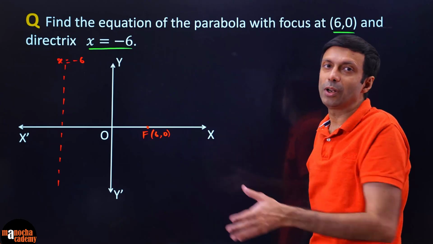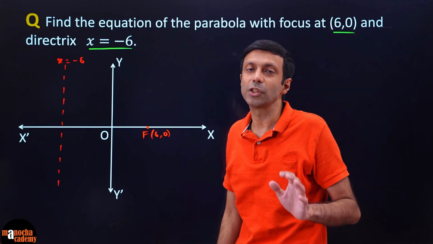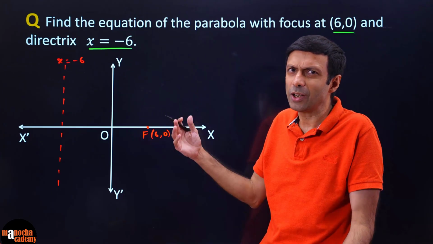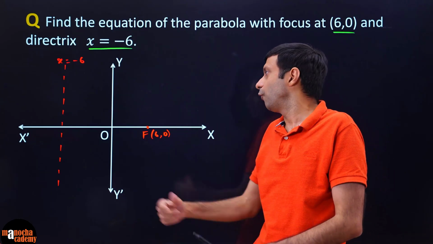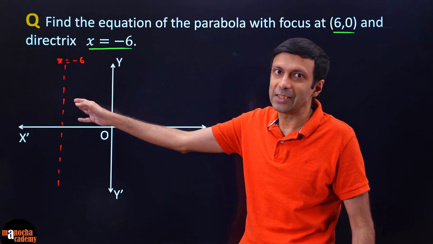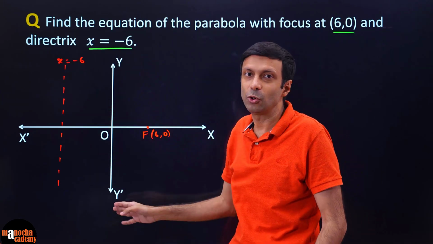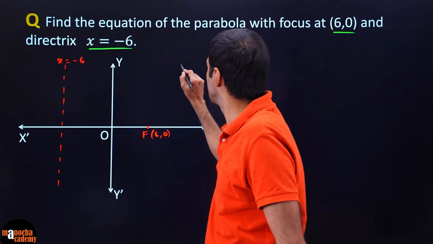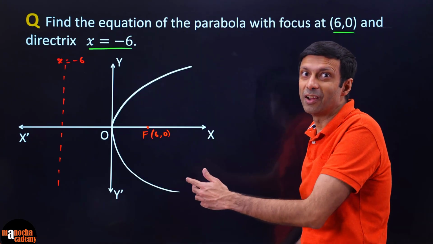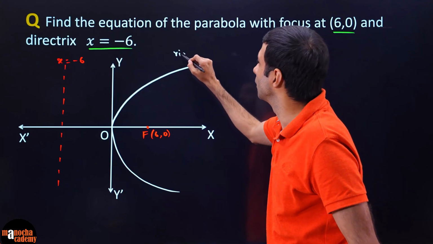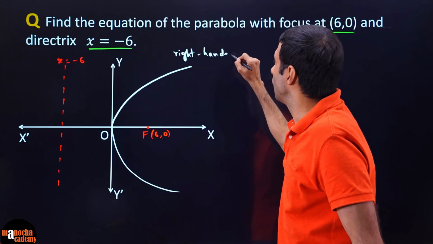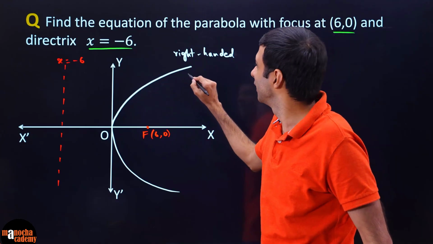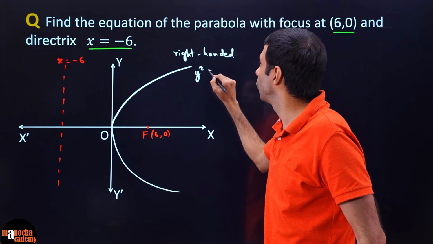So how will the parabola look? Because to decide the equation, first you need to know what type of parabola. There are 4 types of parabolas. Can you tell me what type this parabola will be? When the focus is this way and the directrix is there, parallel to the y-axis, you can clearly see that this parabola is a right-handed parabola. And if you have a right-handed parabola, what is its standard equation? Very good. The answer is y square equal to 4ax.